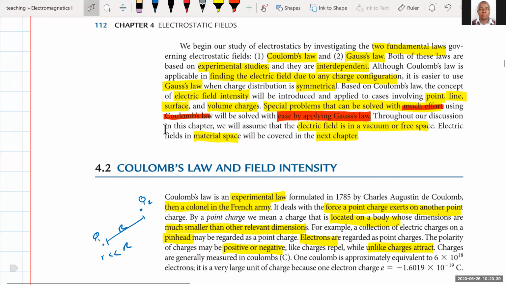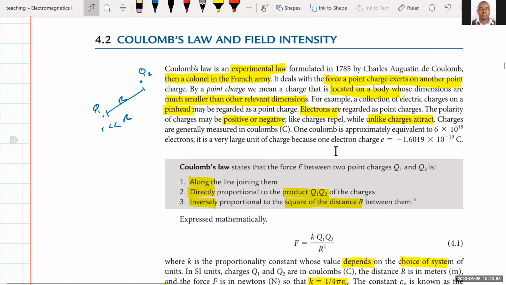Throughout our discussions in this chapter, we will assume that the electric field is in vacuum or free space. That's something I've already said. And electric fields in material will be covered in a later chapter. So we now delve deeper into what Coulomb's law says, and I think we have already introduced this concept.